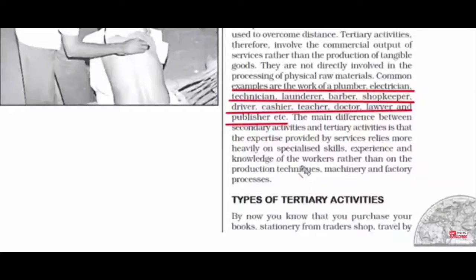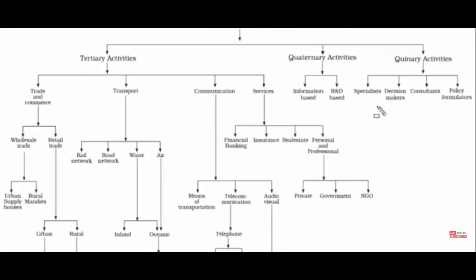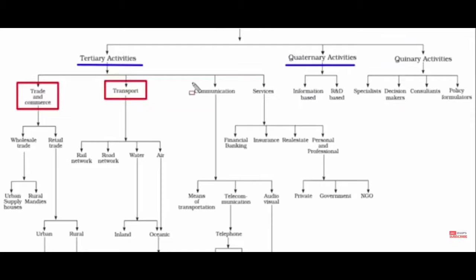Now let's get to know the types of tertiary activities. I just want you to remember this chapter is going to go in depth of this topic, so gear up. If you look at this chart, it shows the basic classification of all the tertiary as well as quaternary activities. You will see trade, transport, communication, and services are some of the well-known tertiary activities. Let's understand each of the subcategories of tertiary activities.